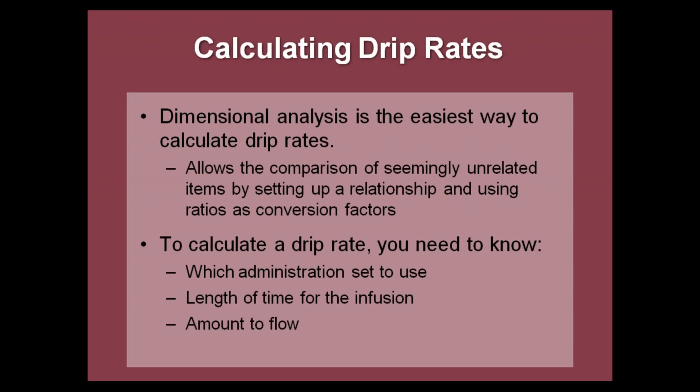Dimensional analysis is the easiest way to calculate drip rates. It allows us to compare unrelated items and use them in ratios as conversion factors. The milligrams, or the amount we're going to give, is based off of kilograms. So I'm going to give them so many milligrams per their kilograms to give them a specific milliliter, because liquids are going to be in milliliters. To calculate a drip rate, you need to know which administration set you're using, either the 60 drop or the 15 drop per milliliter, the length of time for the infusion, and the amount of flow.